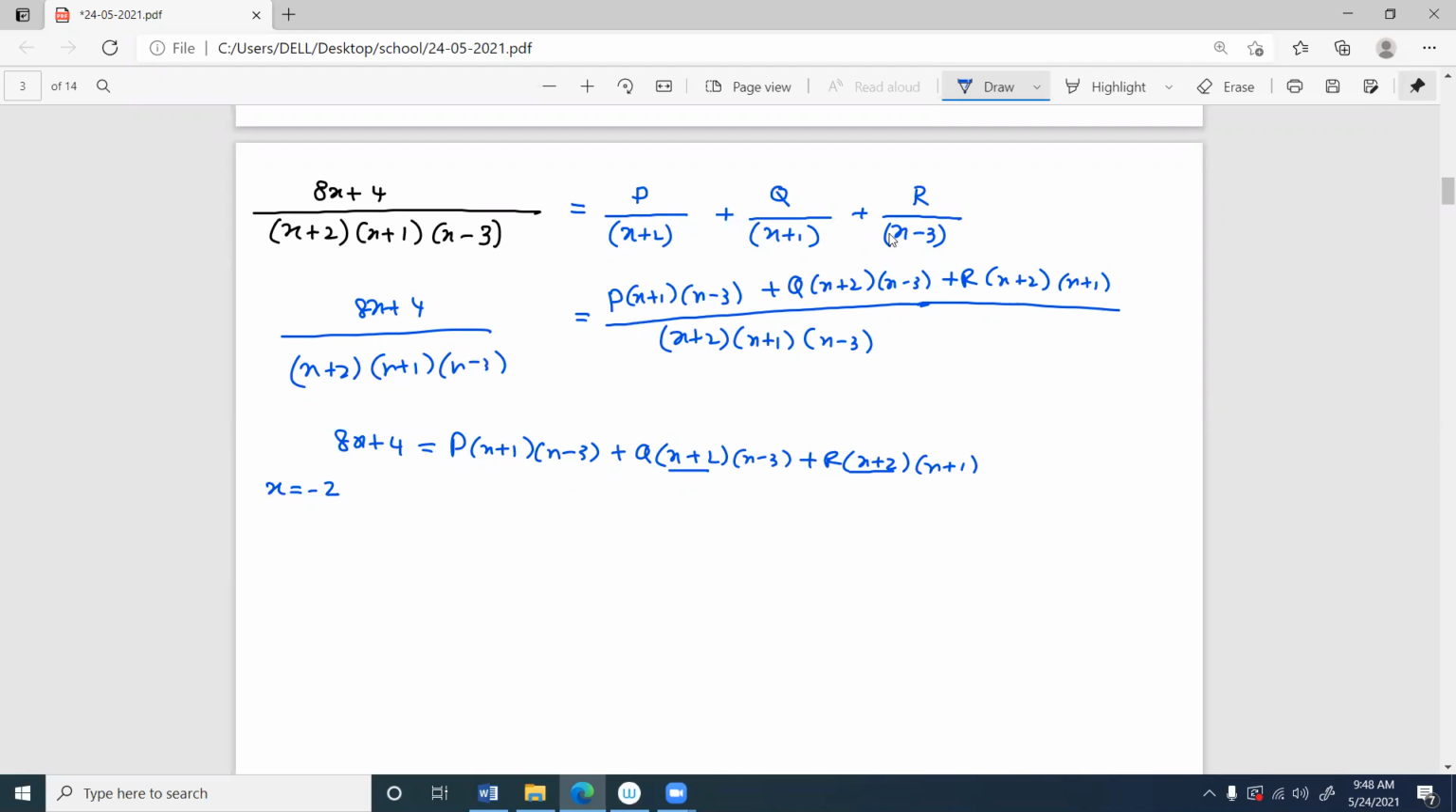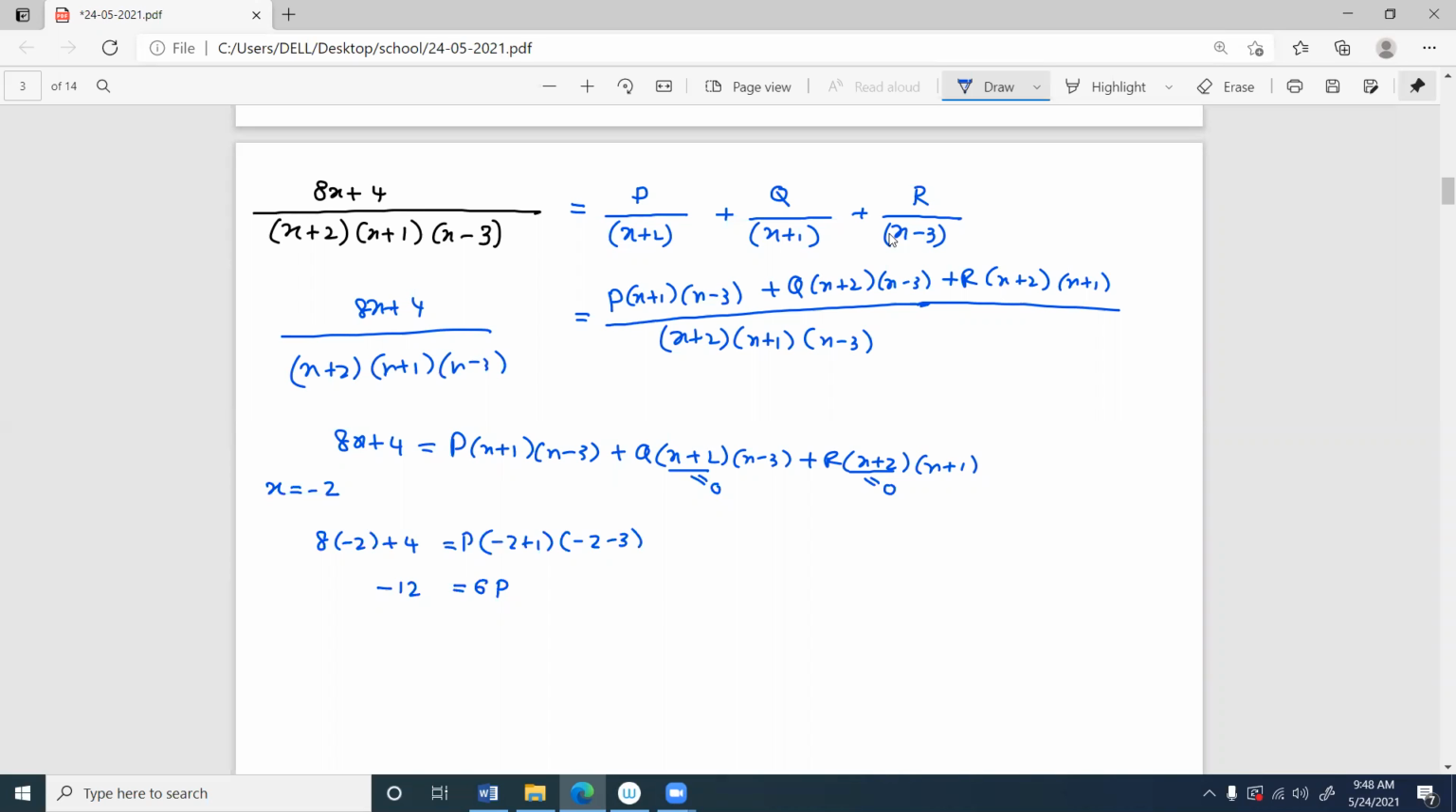So if I repeat it, to find P, I need to remove Q and R from this expression. The common bracket is x plus 2. By making x equals to minus 2, this term turns into 0, and this term also turns into 0. So we put it in: 8 times of minus 2 plus 4 is equal to P times of minus 2 plus 1, minus 2 minus 3. So minus 16 plus 4 is minus 12, is equal to minus 6 into minus 1 is 6p.